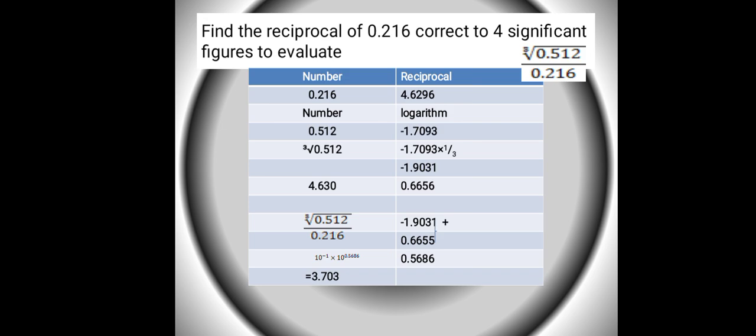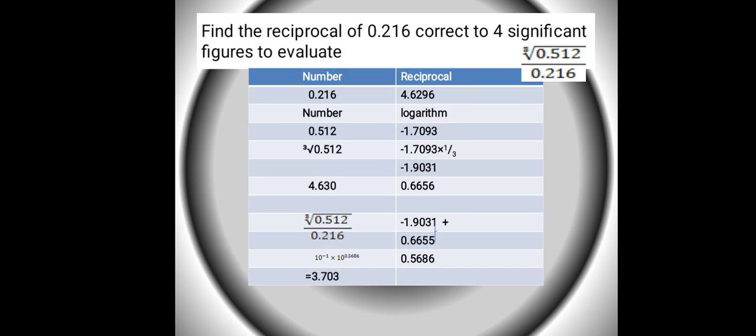Find the reciprocal of 0.216 correct to 4 significant figures to evaluate the cube root of 0.512 all over 0.216. Now 0.216, the reciprocal is 4.6296.